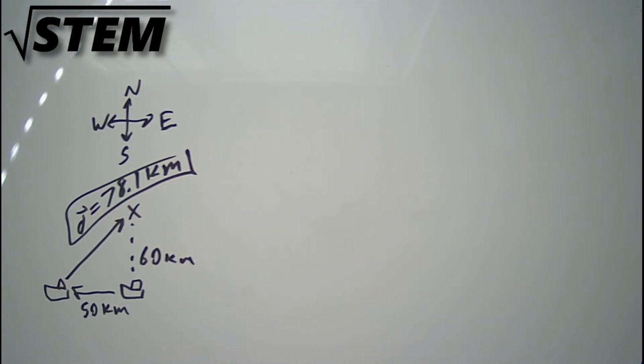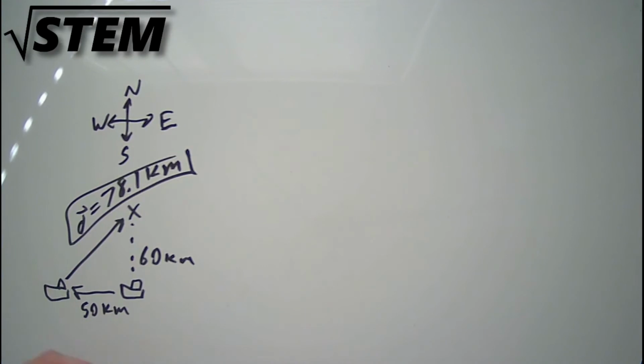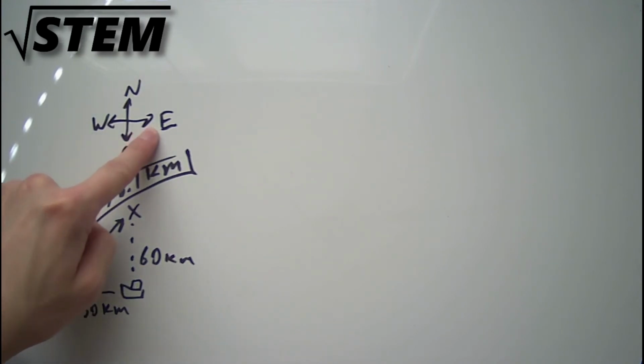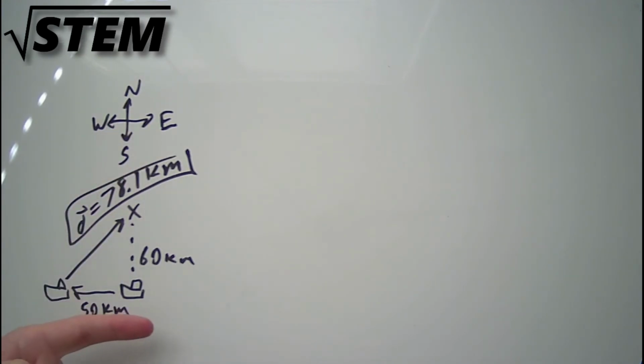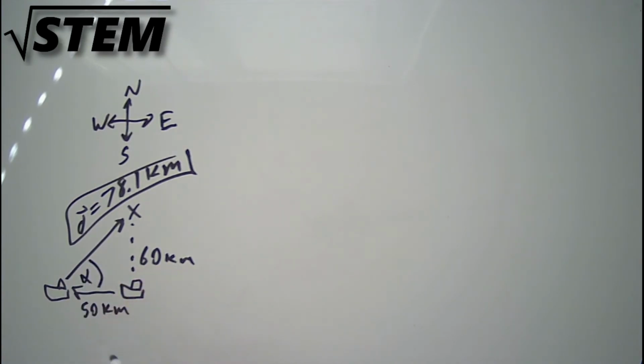Now we need to know what direction we're going to travel. The easiest way to do that would be to give a direction in relation to one of the cardinal directions. We know that we're going to travel east and north, so why don't we give our direction in relation to east? If this is due east, then we'll have some angle alpha here, and we can say that we'll be alpha degrees north of east is our direction of travel.